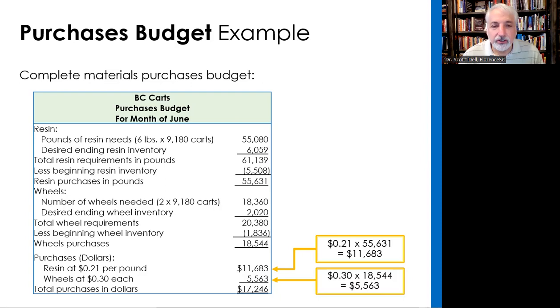Here's the resin in pounds, the total resin we needed to acquire. We have wheels, the total number of wheels. And then we factor in the cost of 21 cents per pound for resin and 30 cents per wheel. Total purchases in dollars comes out to $17,246 in this example.